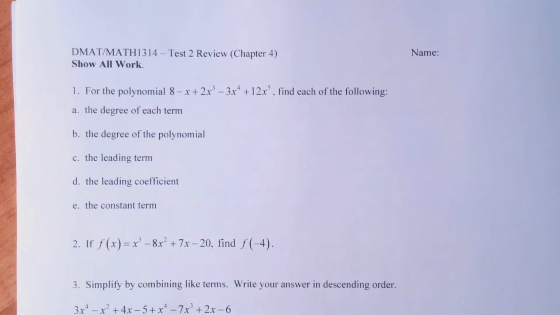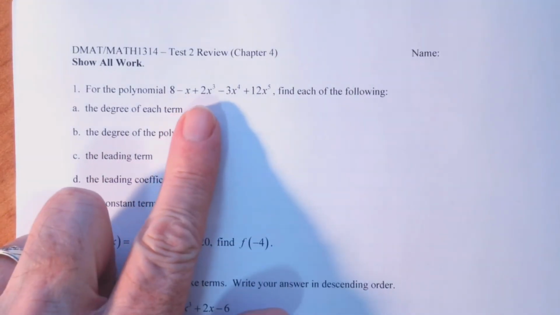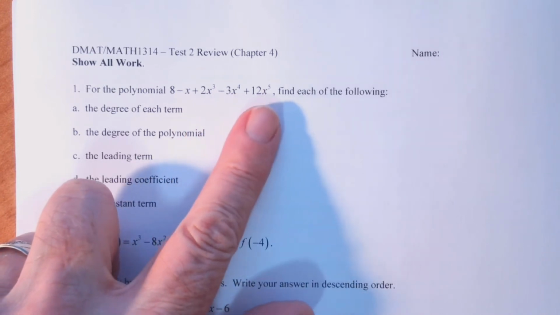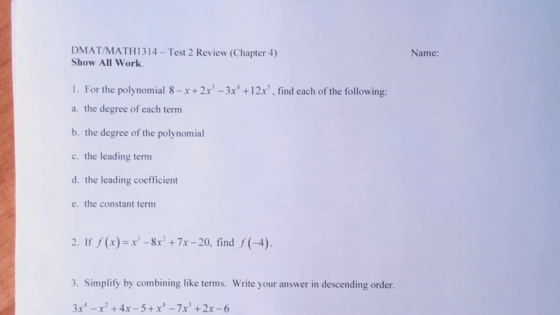Alright, in this video I'll be going over the test 2 review. So let's go ahead and get started. It says for the polynomial 8 minus x plus 2x cubed minus 3x to the 4th plus 12x to the 5th, find each of the following.